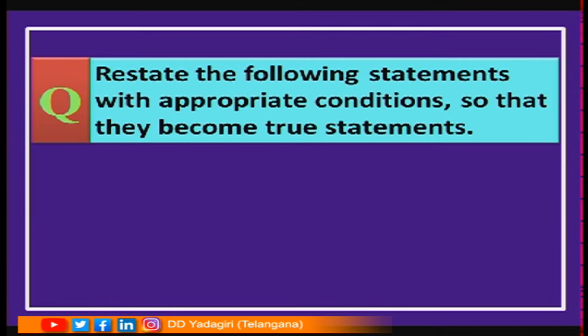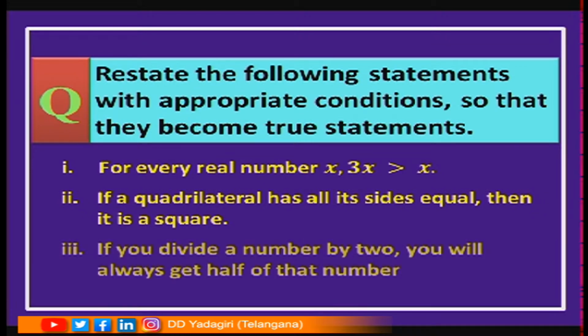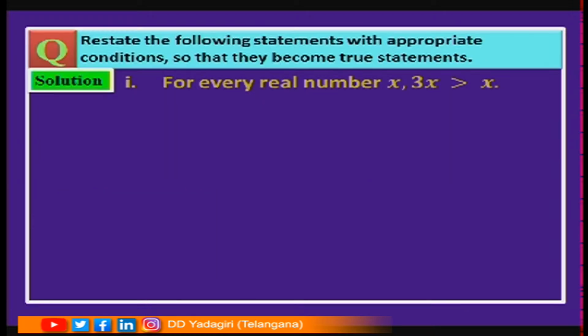Restate the following statements with appropriate conditions so that they become true statements. So, for every real number x, 3x is greater than x. If a quadrilateral has its sides equal, then it is a square. If you divide a number by 2, you will always get half of that number. Let us start with the solution. So, for every real number x, 3x greater than x. For this, the condition is if x is greater than 0. So, it is true only when x is greater than 0. If x value is less than 0, the given statement would not be true. So, this is the condition, children.